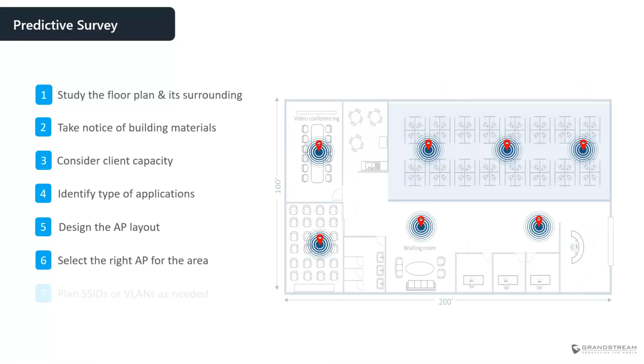So selecting the right access point model for your deployment is also important. For instance, in a high-density area, you want to go with the high-density access points that has more spatial streams and provides higher speed.